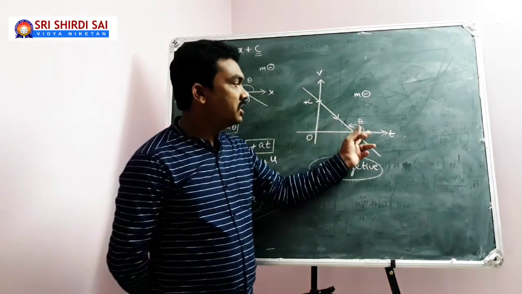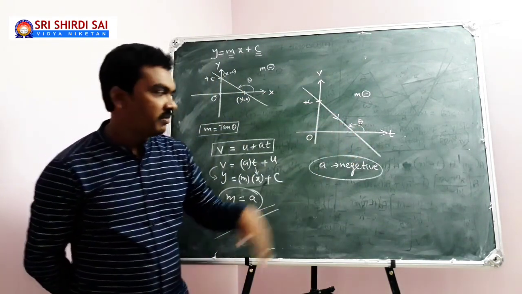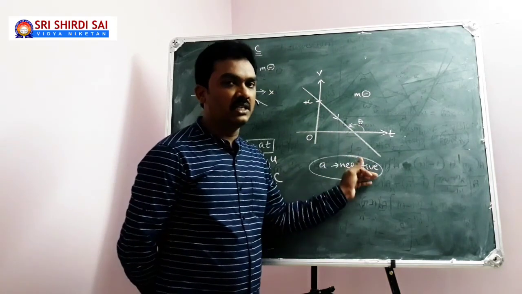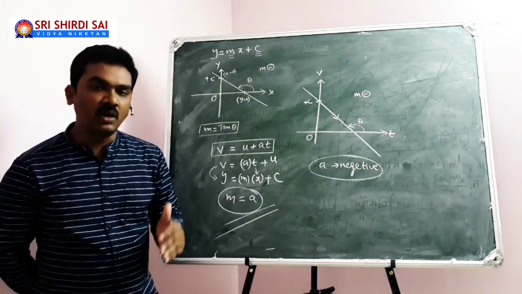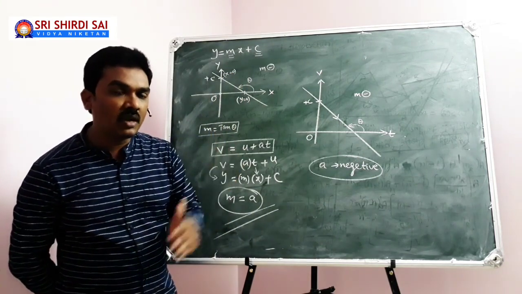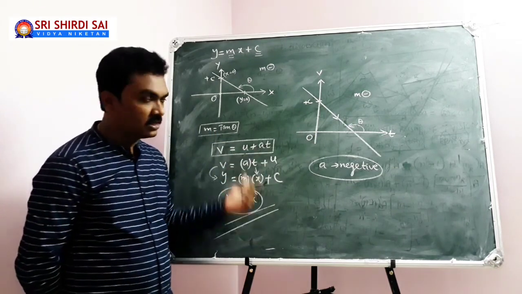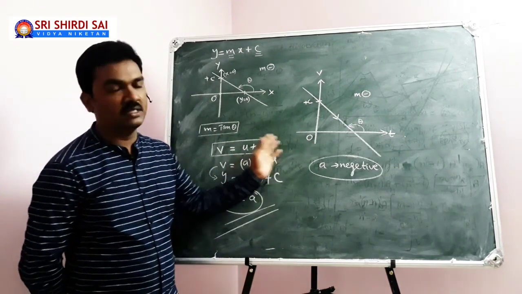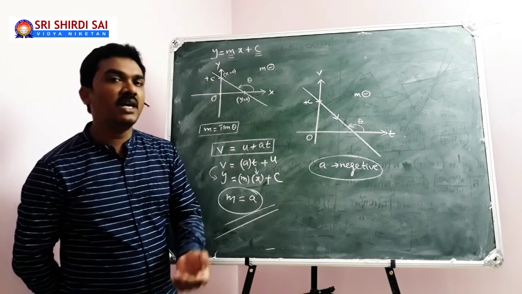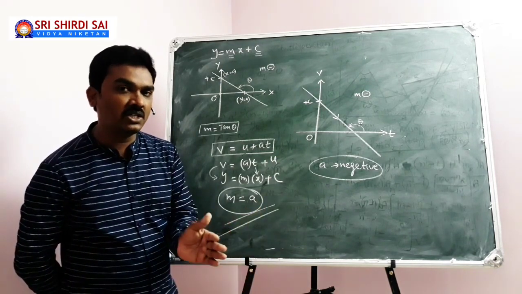But as the inclination is greater than 90 degrees, the slope is negative, meaning acceleration is negative, meaning my body is moving with deceleration. These are the conclusions you have to draw on seeing this graph, after learning this, not keeping it aside. Then you may get the doubt, sir, at what time does my body come to zero, as it is moving with deceleration?